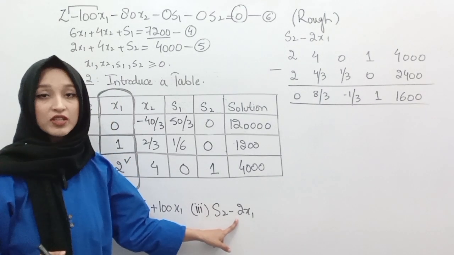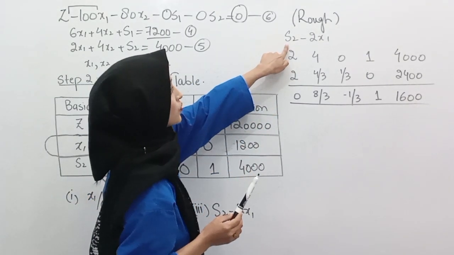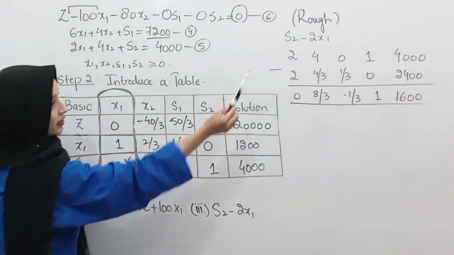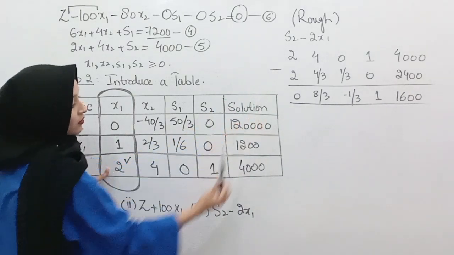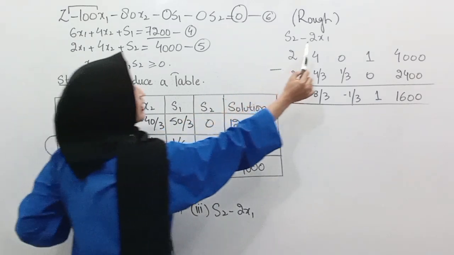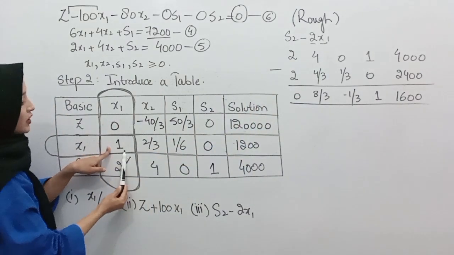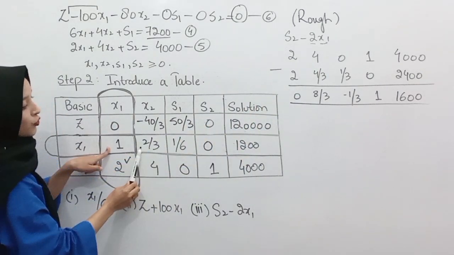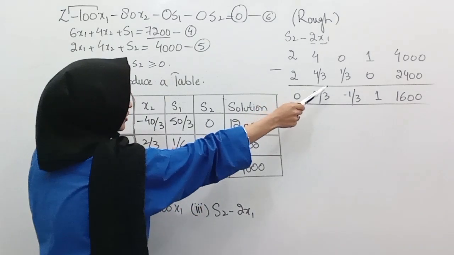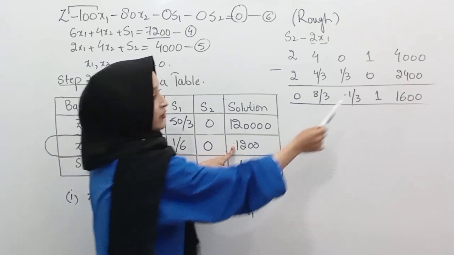Again, to avoid any mistake, solve this term in the rough work as I did here. First write S2. It will give 2, 4, 0, 1, 4000. Simply I wrote the S2 row here. Then I have multiplied 2 with x1. So here is x1. 2 into 1 will give 2. 2 into 2 by 3 gives 4 by 3. 2 into 1 by 6 gives 1 by 3. 2 into 0 gives 0. And 2 into 1200 gives 2400.